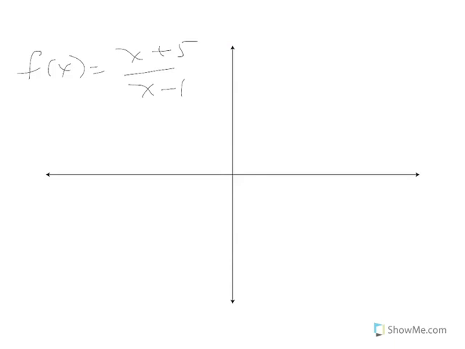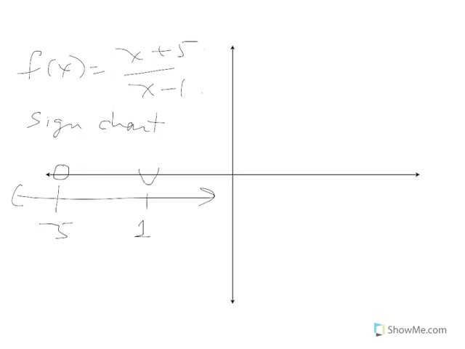Now for this one I'm going to introduce a new concept that's going to be really important in the next couple of videos. It's called a sign chart. What a sign chart is, is a number line, and on the number line we mark off what are called critical values, like -5 and +1. Those are values that make the numerator 0, the denominator 0. You put a 0 over the -5 because if you plug -5 into the function you get 0. But you put a U over the +1 because 1 makes it undefined.